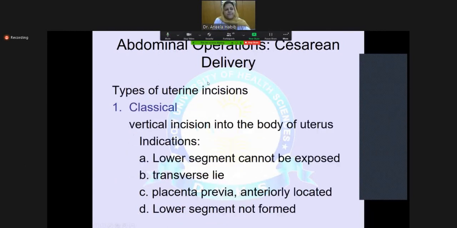In the uterine incisions, while opening the abdominal wall, you can give a vertical incision on the uterus. Vertical is a longitudinal incision given to the body of the uterus. It is used if the lower segment is not exposed, with a transverse lie of the baby, an anteriorly located placenta previa, or when the lower segment is not formed. But that is not truly required, I'm telling you. Most of the time the lower segment is formed, and it is better to give the low-lying incision.